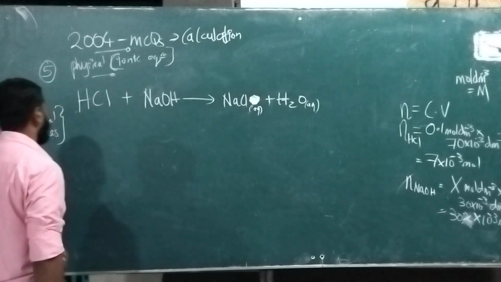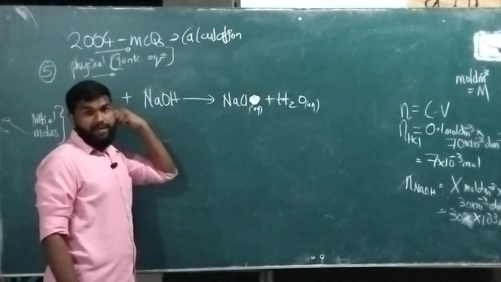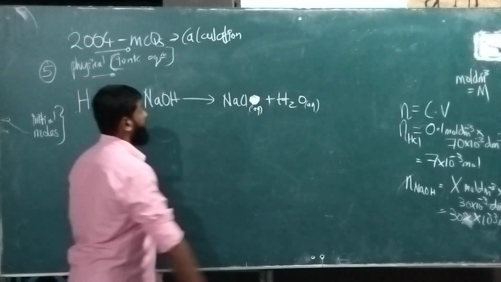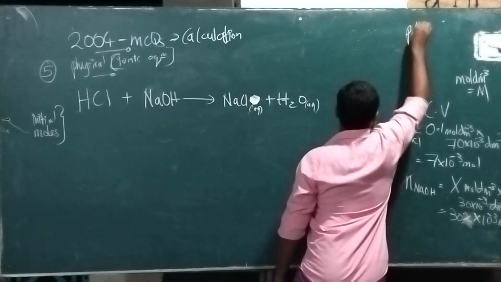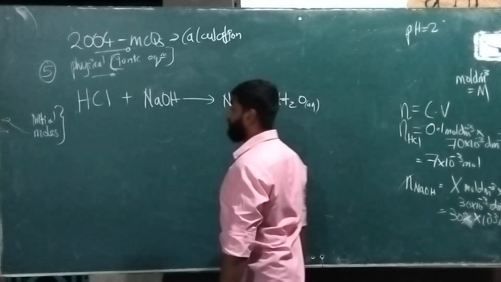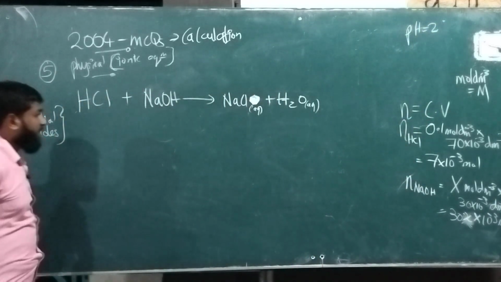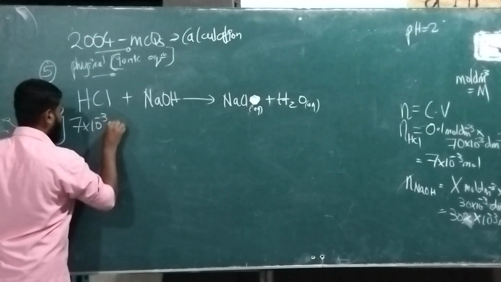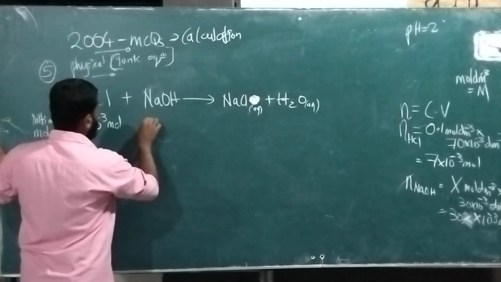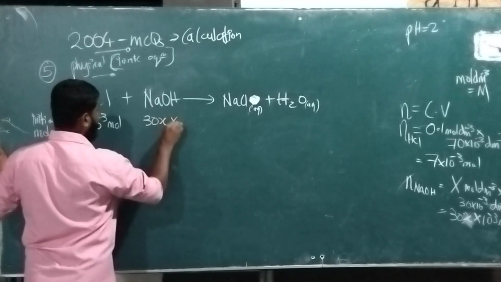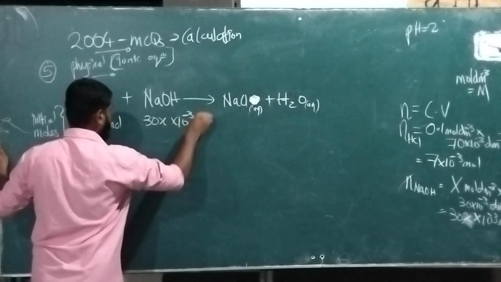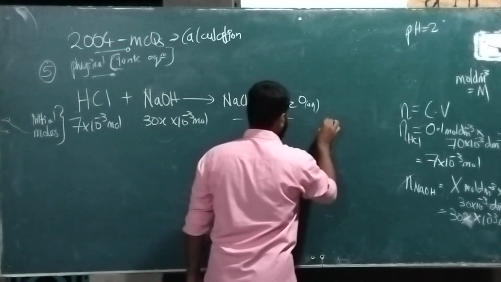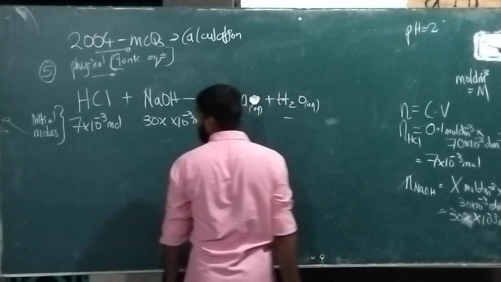Let's bring it here. I said the resulting solution's pH will be 2. Yes, the pH of the resulting solution is actually 2. Initially we had 7 into 10 to the power minus 3 moles of HCl, and initially we had 30x into 10 to the power minus 3 moles of NaOH. Initially there is nothing here for the products, so here you have the initial case.